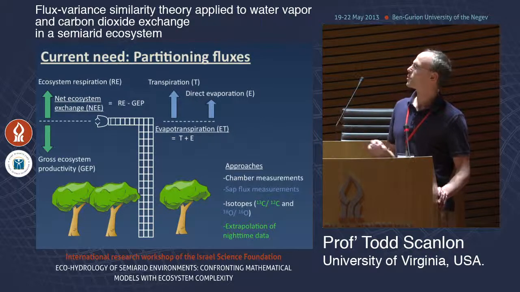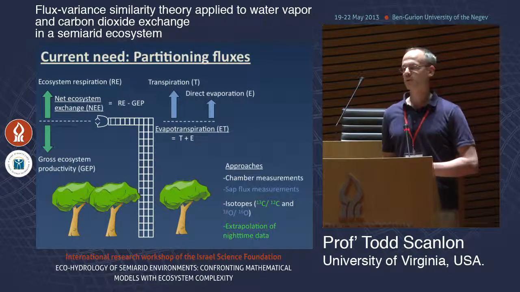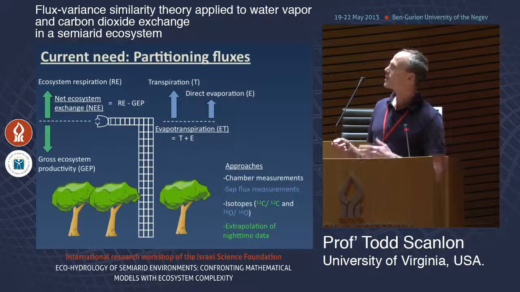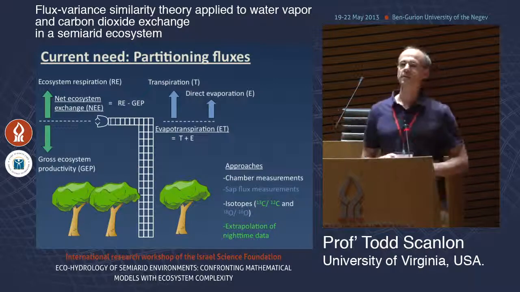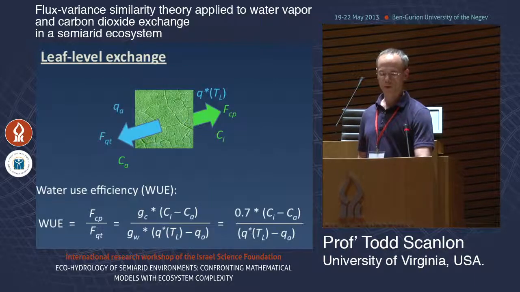Isotopes are used for both CO2 and water vapor, both O18 and deuterium. And on the CO2 side, you could use extrapolation of nighttime data that are applied to the daytime data to do that partitioning. So what I'll be describing today is a method that can actually do both of these at the same time. It could separate the CO2 fluxes and the water vapor fluxes.